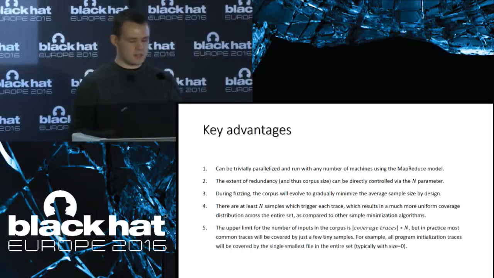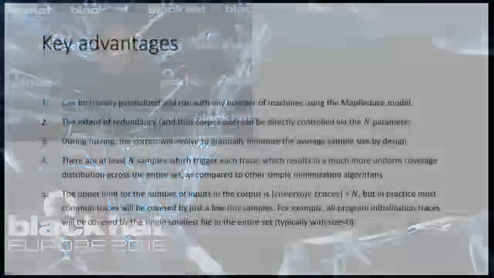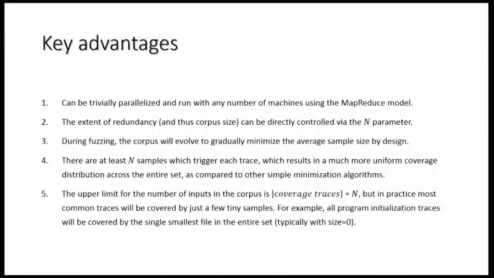The extent of redundancy can be controlled via the n parameter. During fuzzing, the corpus will evolve to minimize the average sample size by design, because we are storing the n smallest samples. We have at least n samples for each trace, which results in a very uniform code coverage distribution across the entire set, as compared to just having one sample per trace. And the upper limit for the number of inputs is limited, but in practice it's much less than the number of coverage traces times n.